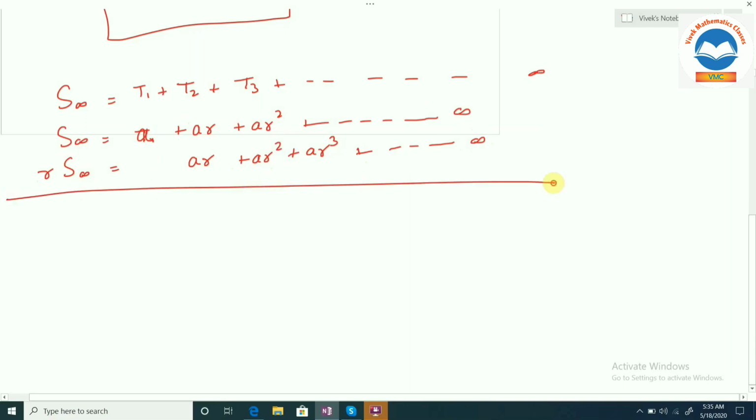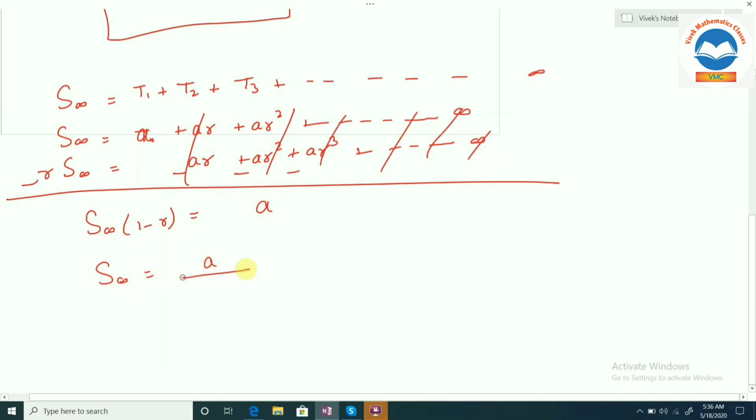So if you subtract these, what will happen? All the other terms will be cancelled out because we don't know which term will be the last term. So on the left side, S infinity, if you take common, you will get 1 minus R, and this will be equal to A. So S infinity will be A divided by 1 minus R.